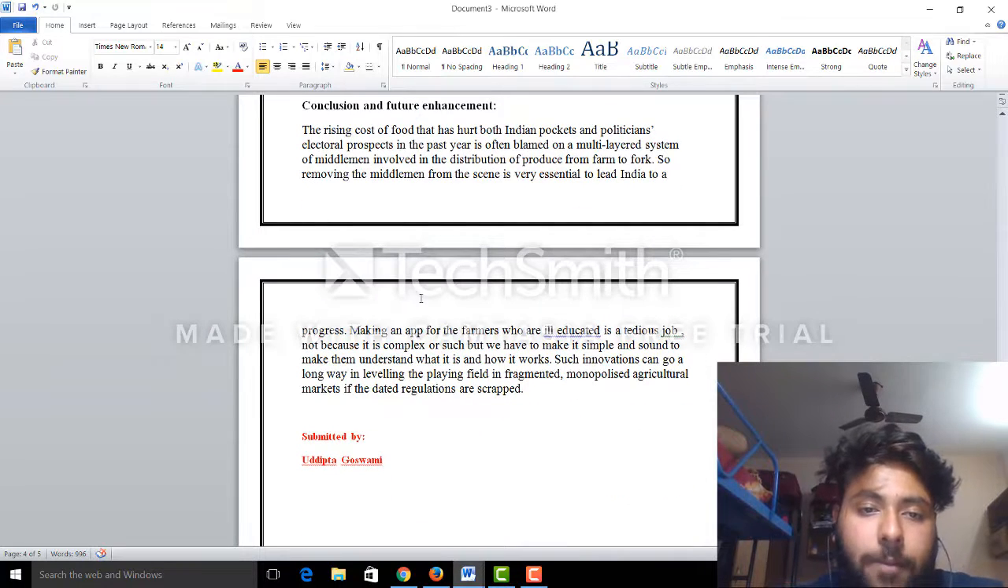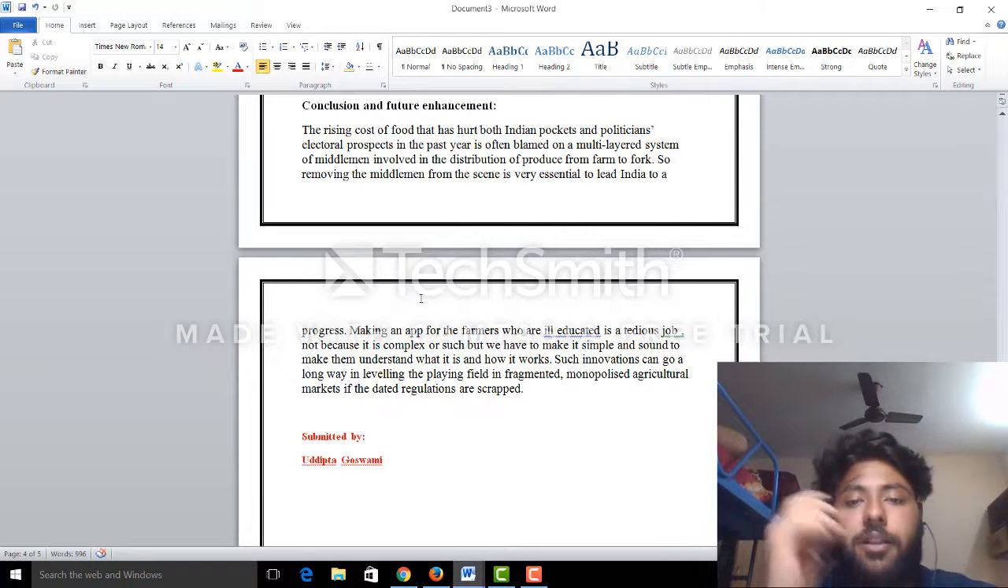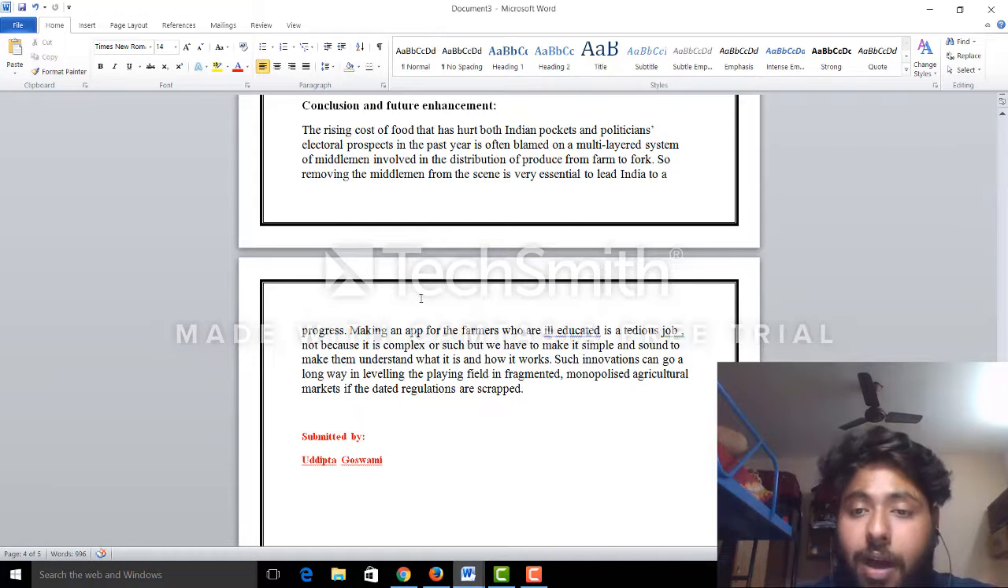Conclusion and future enhancement. The rising cost of food that has hurt both Indian pockets and politicians' electoral prospects in the past year is often blamed on a multi-layered system of middlemen involved in the distribution of produce from farm to fork. So, removing the middleman from the scene is very essential to lead India to progress.